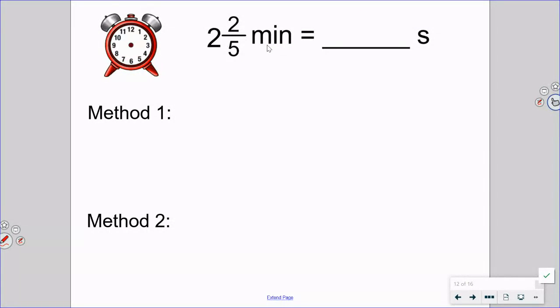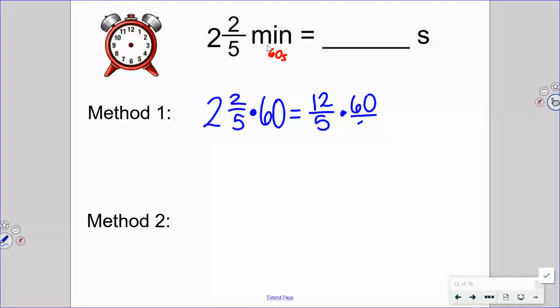Here we are converting minutes to seconds. Naturally, we know that each minute is the equivalent of 60 seconds. So the multiplication method, 2 2/5 minutes. Each of those is 60 seconds. Let's rewrite 2 2/5 as 12/5. Let's rewrite 60 as 60 wholes. No magic here, folks. We're just rewriting it in a different way, but it's the same quantities. I'm going to go ahead and reduce early because 5 goes into 5 once, 5 goes into 60 12 times. Now 12 times 12, 1 times 1, and you guessed it, 144 seconds.